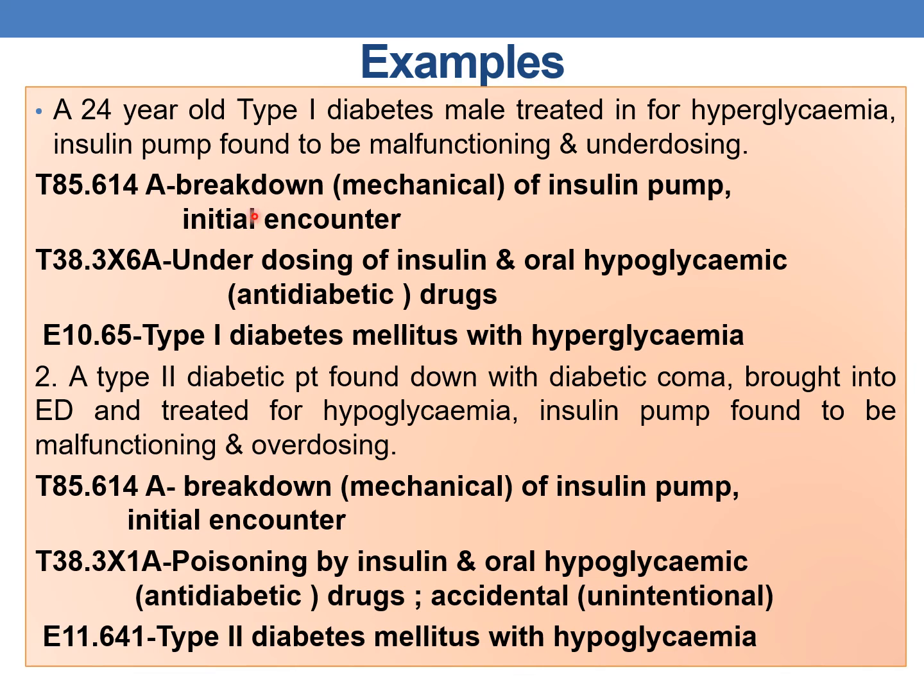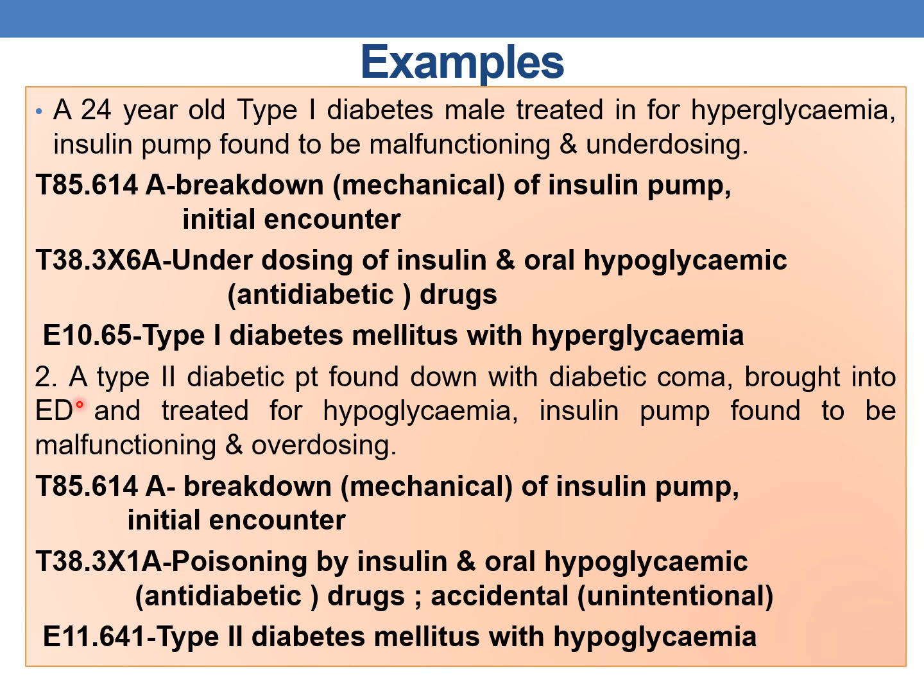T85.614A, mechanical breakdown of insulin pump, initial encounter. A indicates initial encounter, followed by T38.3x6A, underdosing of insulin and oral hypoglycemic drugs, initial encounter. Here initial encounter is not typed; A indicates initial encounter. Followed by E10.65, type 1 diabetes with hyperglycemia.